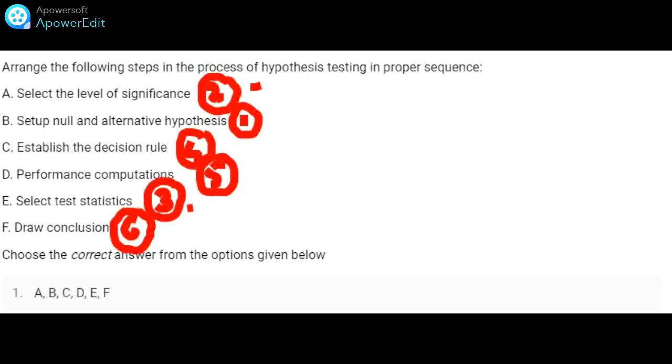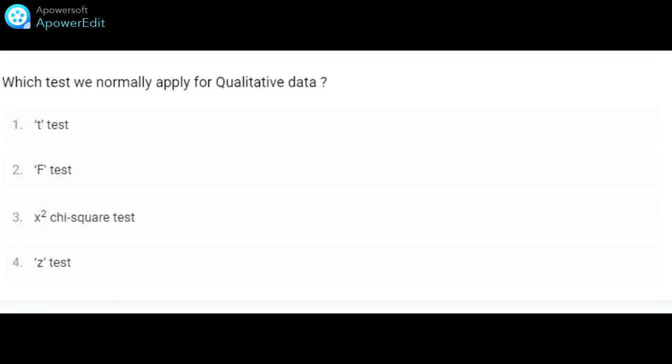So let's move forward to the next question. The next question is: which test do we normally apply for qualitative data? This is a very important question. Let's discuss this in detail.